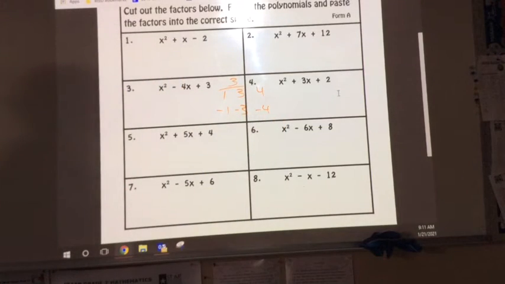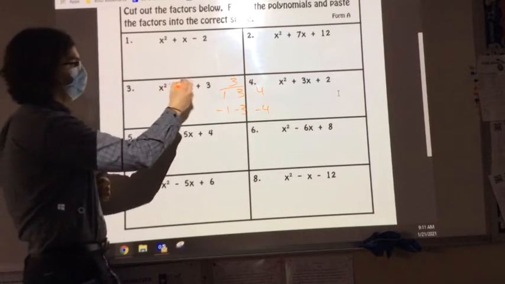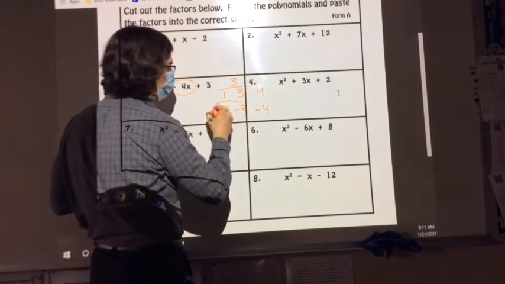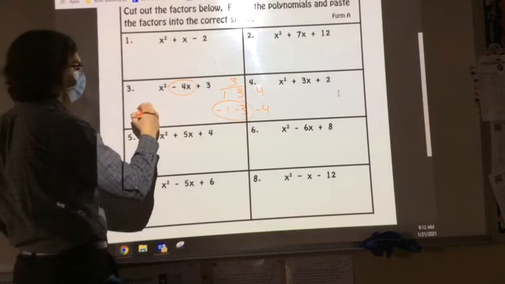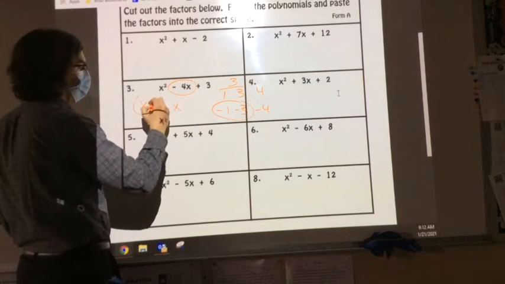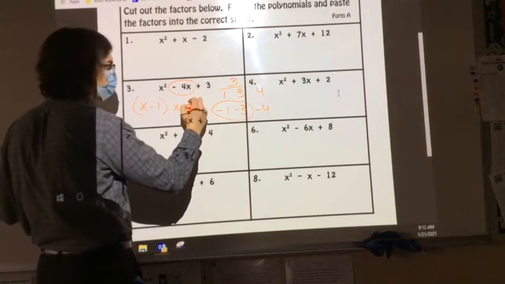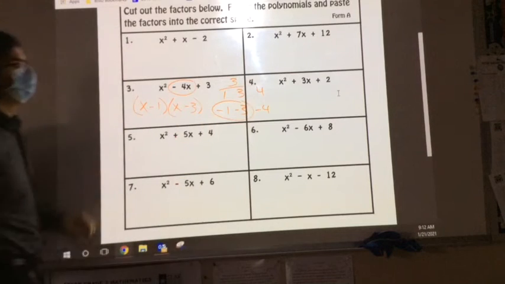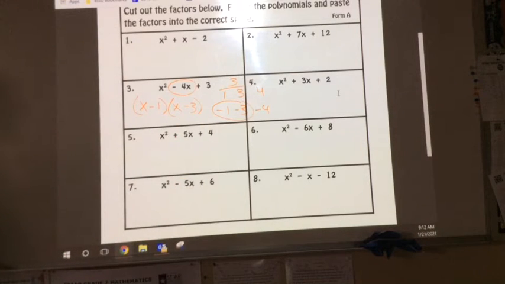And what's the answer I'm looking for? -4 right here. So that means that it has to be these two numbers. So I'm going to split my x's. And I've got x minus 1 and x minus 3. Cool? Not bad, right? All right.